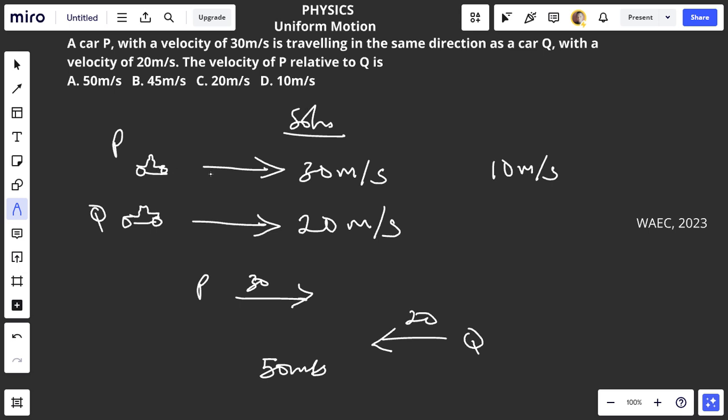But if they are traveling in the same direction, at some point it will be as if they are stationary. None of them is moving, except one of them has a greater speed than the other. Then that little difference is what the other will notice. So the answer to this is D. Thank you.